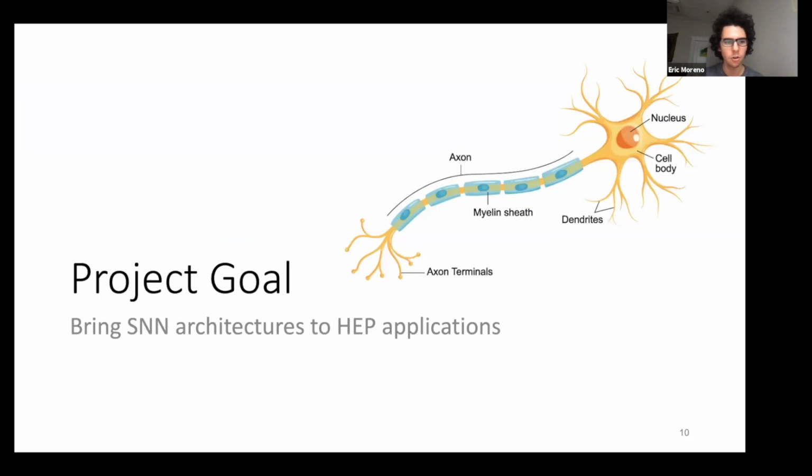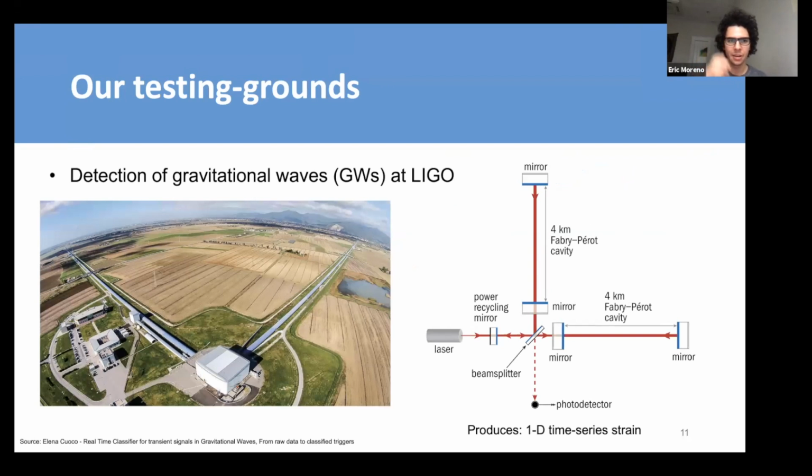So the project goal is to bring these SNN architectures to high energy physics applications. And the way we did that is a little interesting. Not at all, I guess, related to high energy physics. Our testing grounds was the detection of gravitational waves at LIGO. And so I'll explain why this is important, but first let's see how LIGO works.